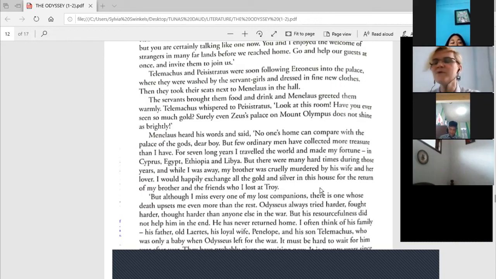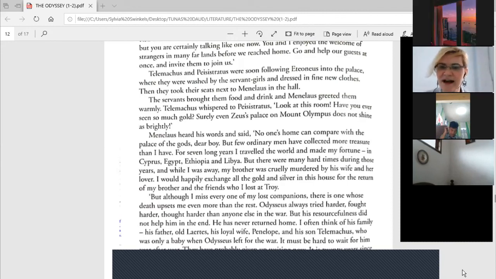Now, who can tell me what that paragraph means? Who can tell me? He's super rich. So Telemachus sees this, it's like, dude, this guy is stinking rich. But his response to it, what does that mean? Could you tell me, Gracia, what this paragraph says about Menelaus? Is he a greedy man? Is he a generous man? What kind of guy is he?